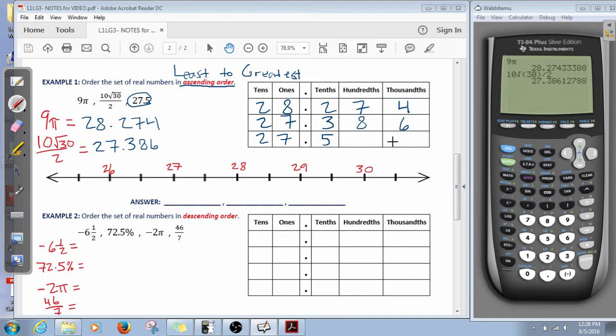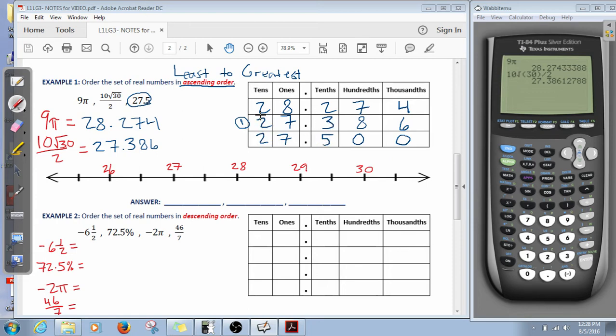I've got these 2 blank spots right here. I'm going to fill them in with zeros. And now I'm going to look for the smallest number. I'm doing least to greatest. So my 2's are the same, so I've got to go to the next one. Then my 7's are the same, so I've got to go to the next one. And then I see that the 3 is less than the 5. So this is going to be my smallest number because 3 is less than 5.